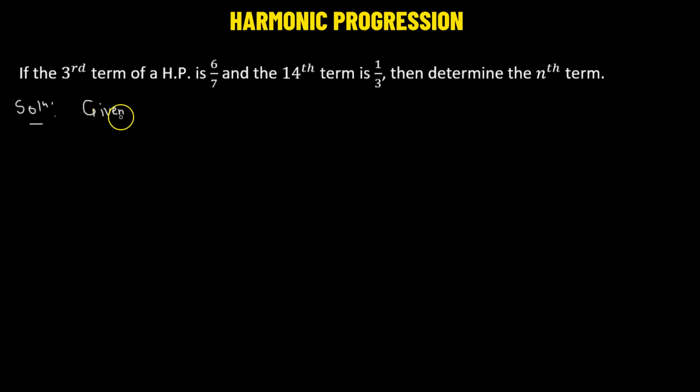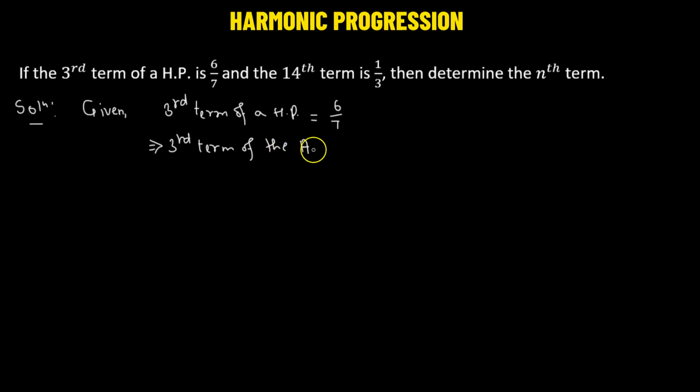So here we are given the third term of a harmonic progression that has the value 6/7. Using this, we can convert the harmonic progression to an arithmetic progression. All we have to do is take the reciprocal of each term. So the reciprocal of the third term will be 7/6. Let's label this as number 1.